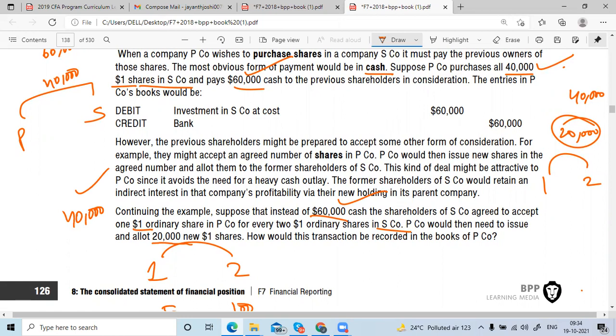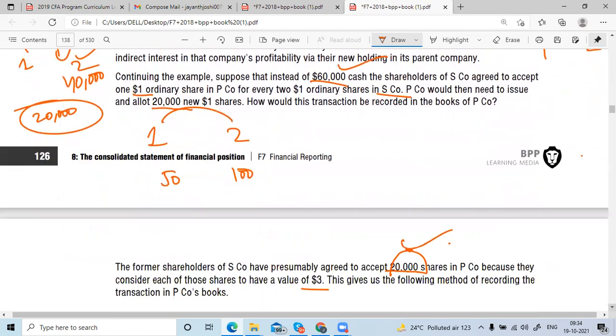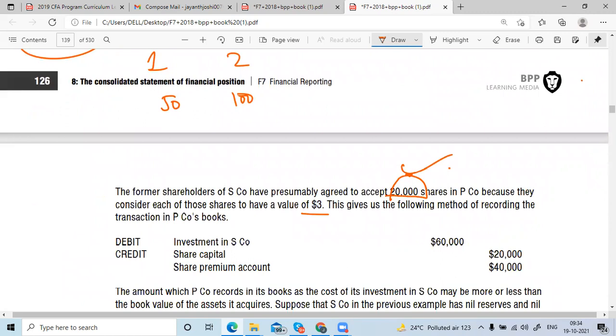They already have 40,000. We should leave that data now. This is a fresh data and fresh kind of scenario. Suppose they have 40,000 shares and S company is agreeing to take 1 share for every 2 shares. So 40,000 shares, how many should they get? 20,000. Yes, and $1 shares. The former shareholders of S company have presumably agreed to accept this many shares in P company because they consider each of the shares to have a value of this.